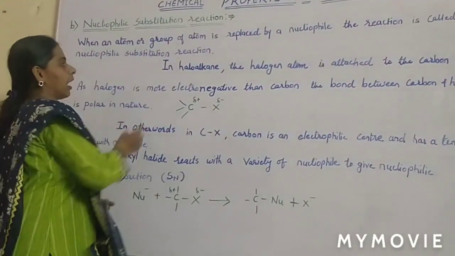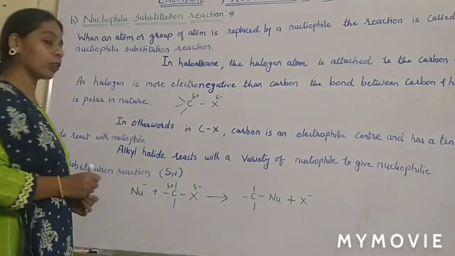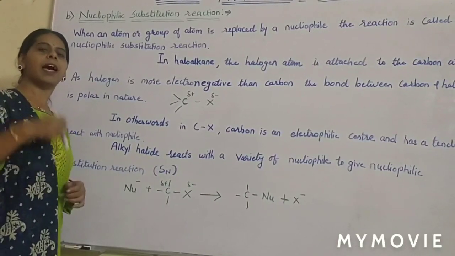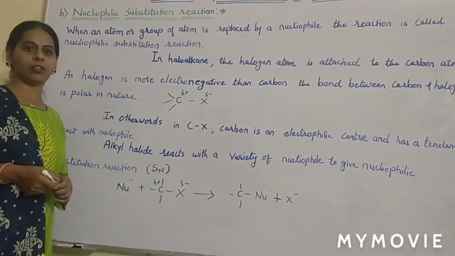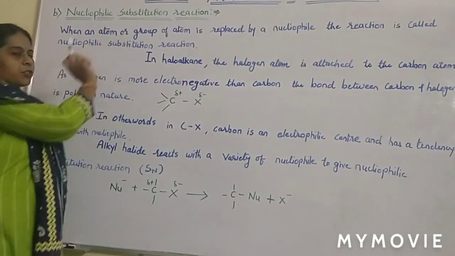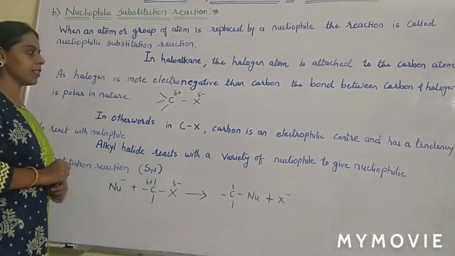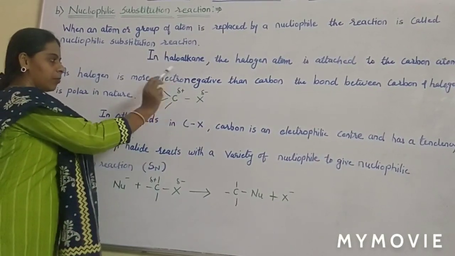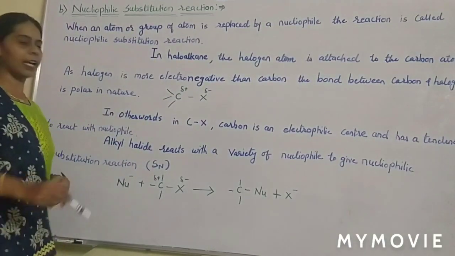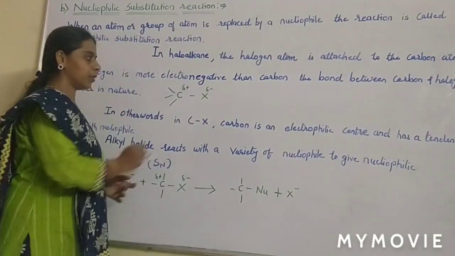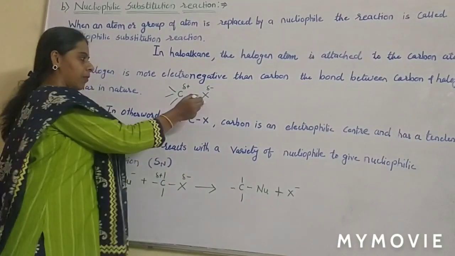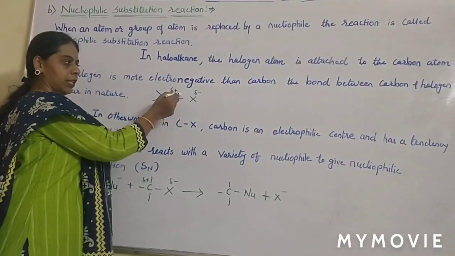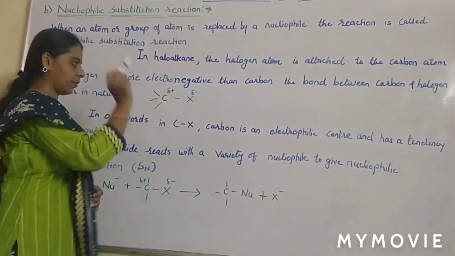In this reaction we will see that when an atom or a group of atoms attached to some carbon atom is replaced by another atom, meaning a strong nucleophile, then that reaction is a nucleophilic substitution reaction. Here in haloalkanes, the halogen atom is directly attached to the carbon, and if we see the electronegativity of carbon and halogen, halogen is highly electronegative compared to carbon. Because of this high power it has a tendency to attract the shared pair of electrons towards itself.